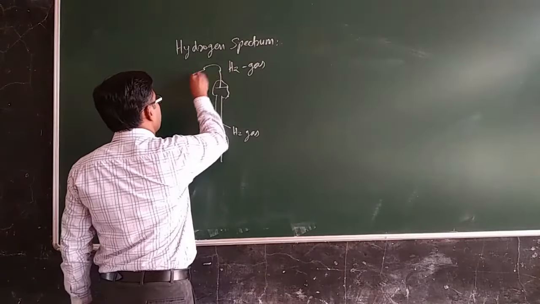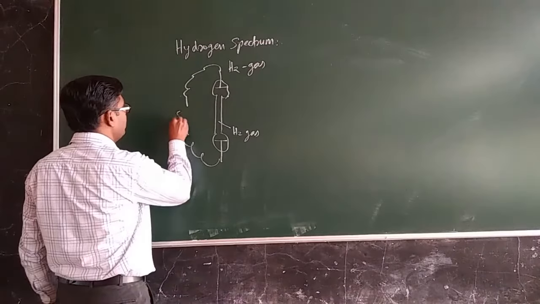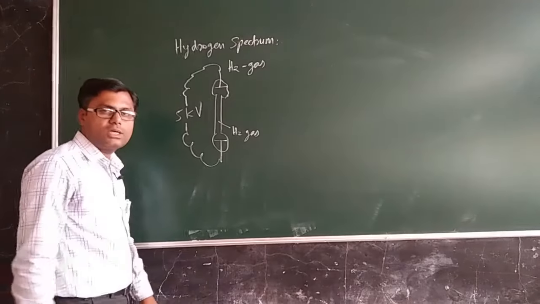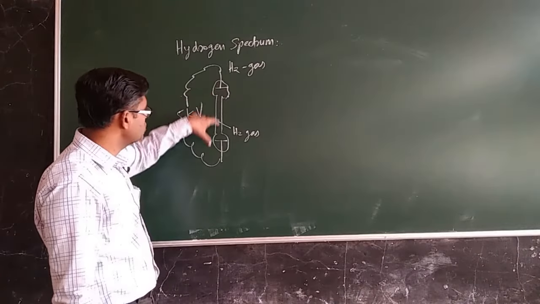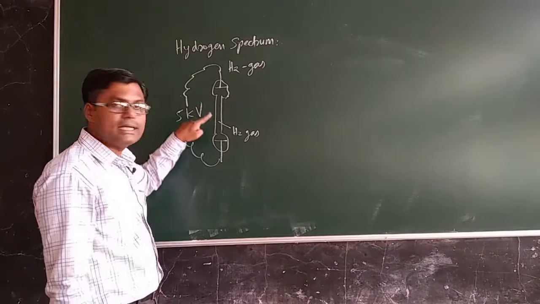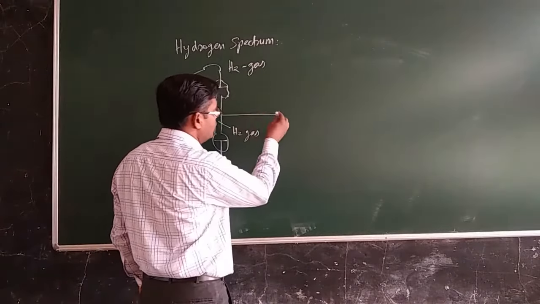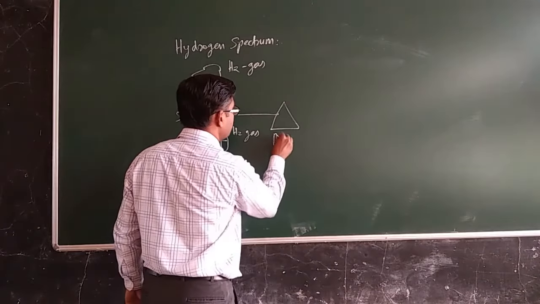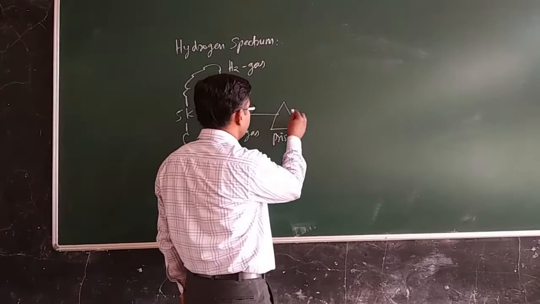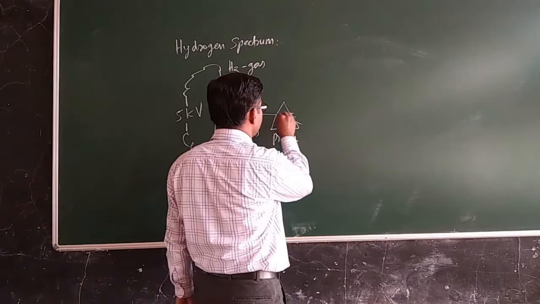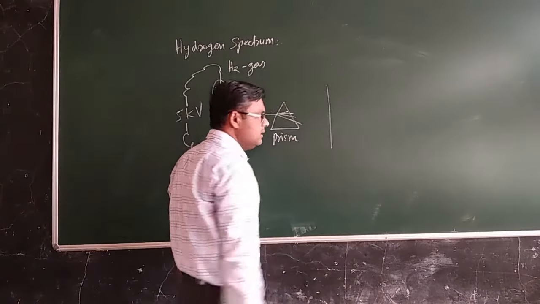These are two electrodes, and between them we will apply a heavy voltage, of the order of 5 kilovolts, or 5000 volts. When we apply this heavy voltage, the gas will be excited and it will start emitting light. This emitted light will be allowed to fall on a prism or grating, and after refraction from the prism we will get the dispersion phenomenon. After dispersion, what is observed is called the hydrogen spectrum.